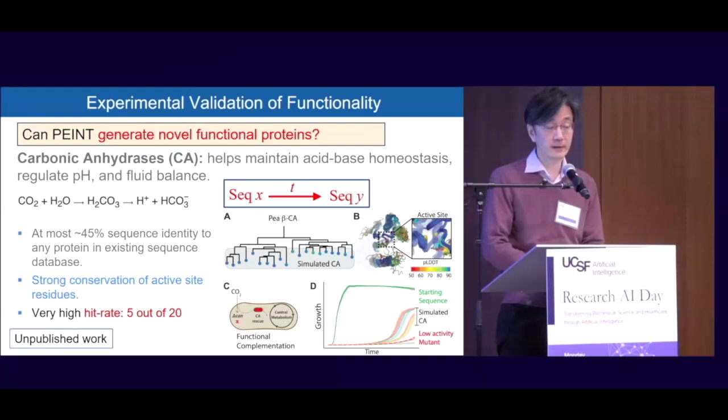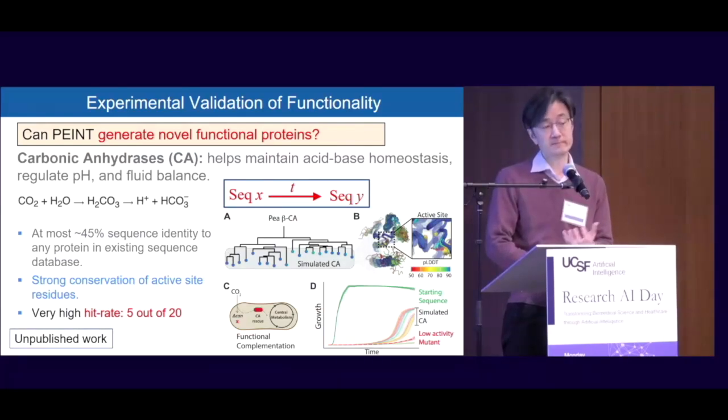5 out of 20 are functional. So I want to emphasize that this is an extremely high hit rate. If you have read the papers from David Baker's lab, the first round hit rate for proteins synthesized by the Baker lab is like 1 in 1,000. In fact, the luciferase paper from, I think, Nature or Science had a hit rate of 3 out of 7,000. So 5 out of 20 seems pretty good.